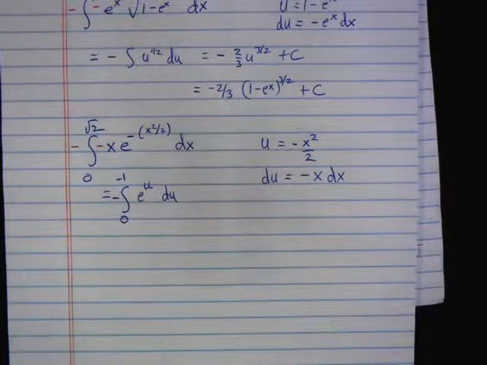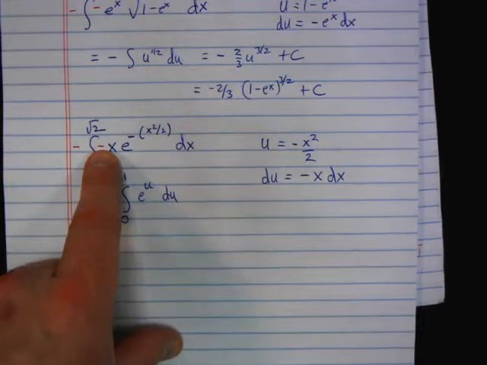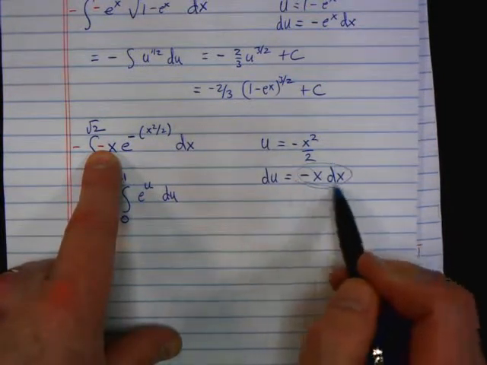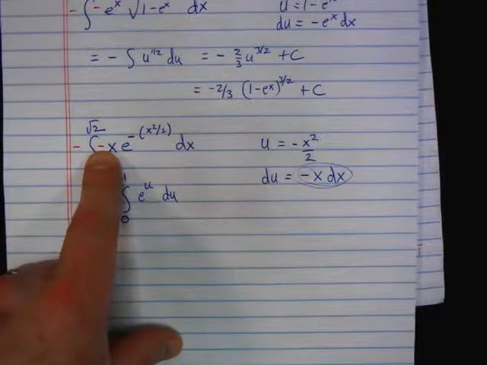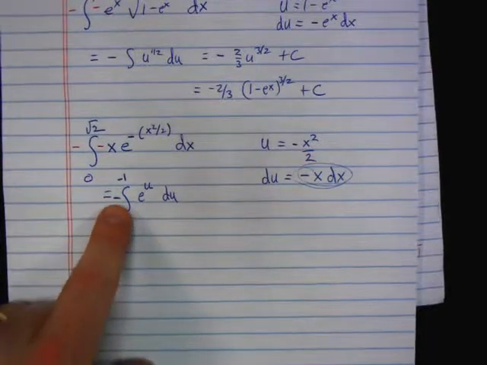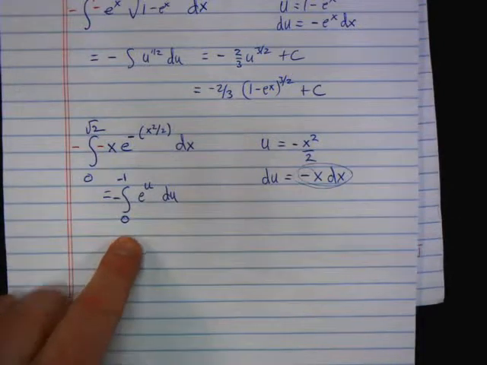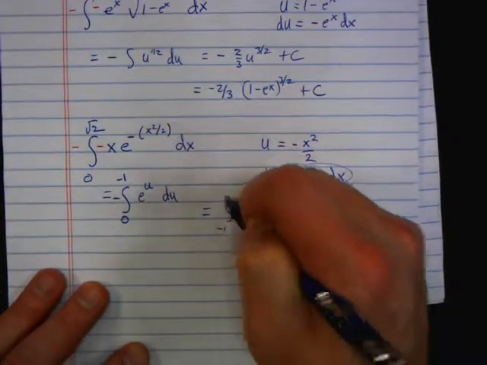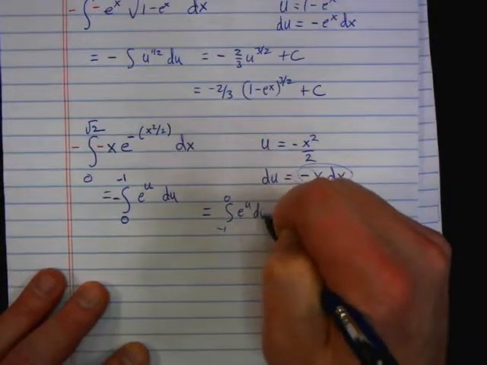Switching over the negative? Yes. Is there still a negative for the e too? No. This negative right here? Oh, because that was part of the du. That's right. That negative got taken care of with that negative x dx. Yes. Flip the integral to get rid of that minus sign and put the smaller number on bottom. Okay. Integral from -1 to 0 of e to the u du.